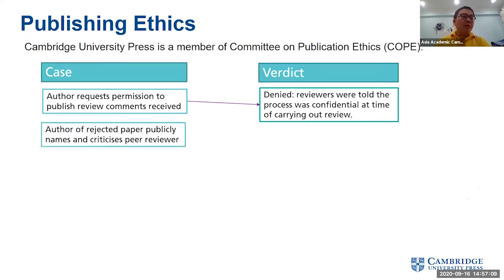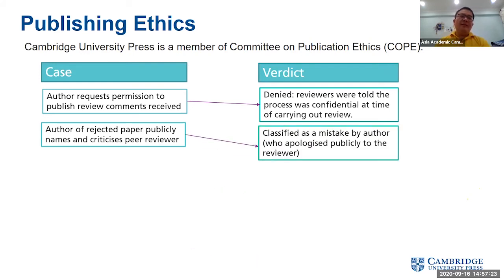We have another case where the author of a rejected paper publicly names and criticizes the peer reviewer. This is surprising because the author actually knows who the peer reviewer is, even though it's a single-blind or double-blind process. The editor-in-chief went back to the author and told them it's not right to do so. The author admitted the mistake and apologized publicly to the reviewer. Even if the peer reviewer makes nasty remarks, you still shouldn't do such a thing, because it's not right.